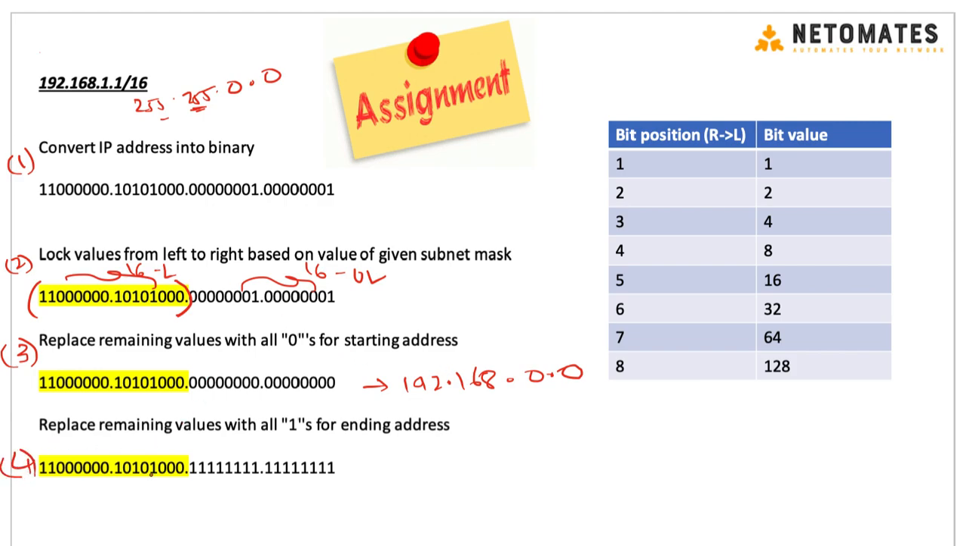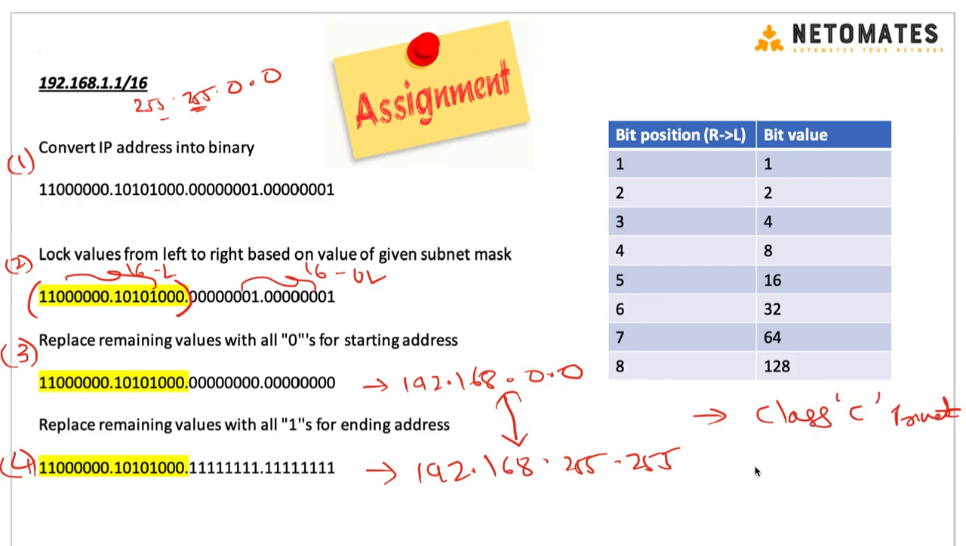How do you get the ending address? You replace the remaining 16 unlocked bits with ones. So what you will get is 192.168.255.255. So 192.168.1.1 falls in this range. This is an example for the class C private space. Basically you can represent the class C private IP address space like this as well.